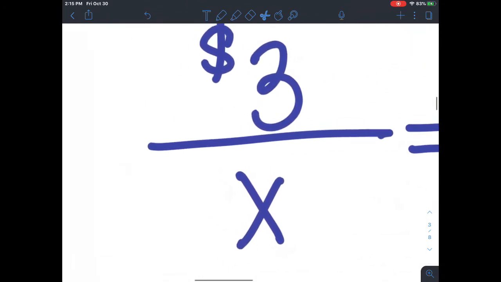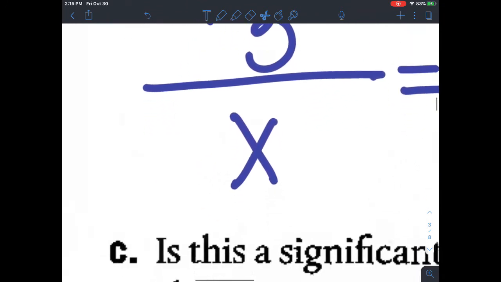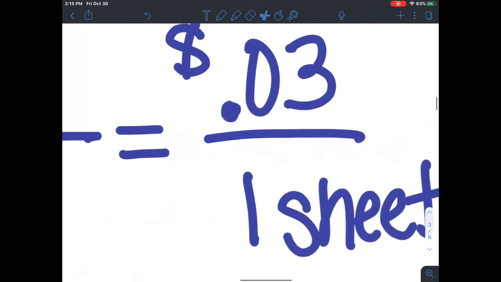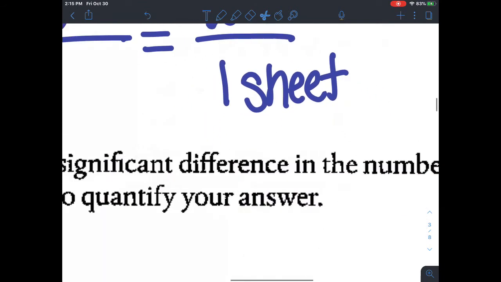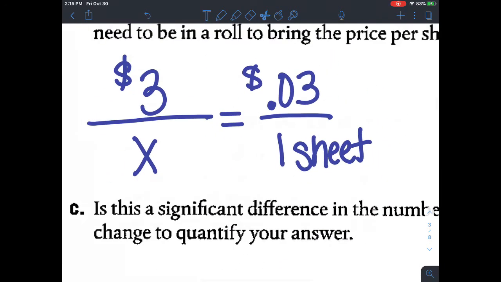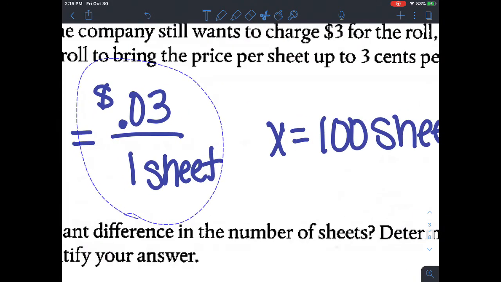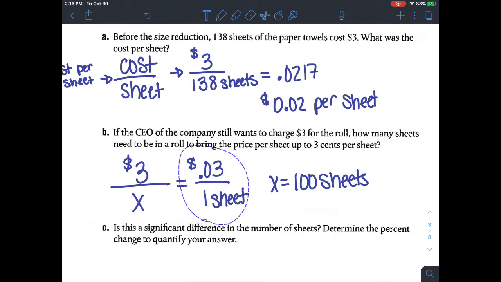So again, $3 for the whole entire roll. We don't know how many sheets are in the roll, thus the X. But we do know the price for one sheet is 3 cents per sheet. So I can cross multiply here and solve for X, and X would be 100 sheets. So this $3 will now get you 100 sheets instead of 138 sheets.